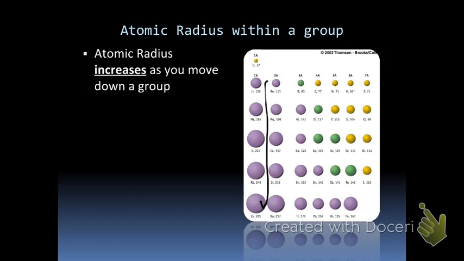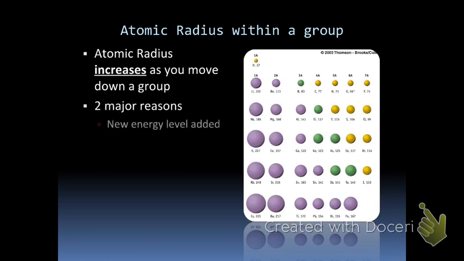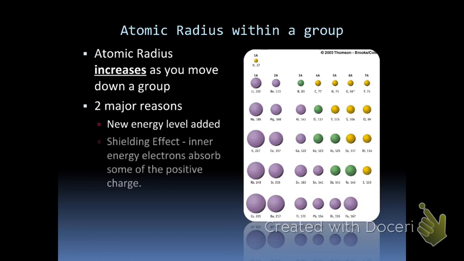And why is this the case? Well, there are two major reasons. First, you have a new energy level. But the second one is that the inner energy levels shield the positive attraction of the nucleus. Remember, what's holding together these atoms is the positively charged nucleus in the middle and the negative electrons that are outside, right? And that attraction between the positive and negative is what's holding it together.